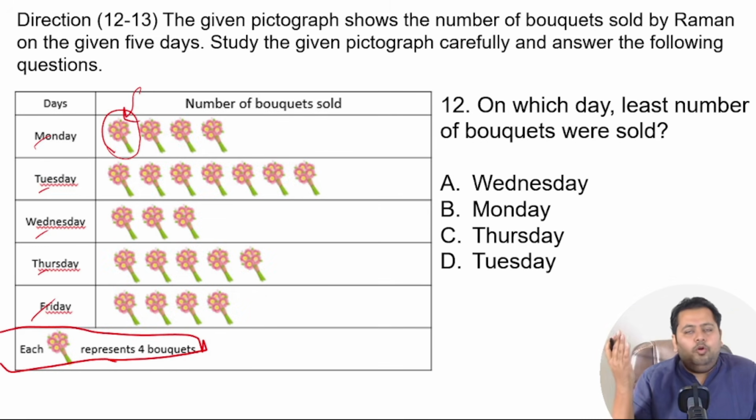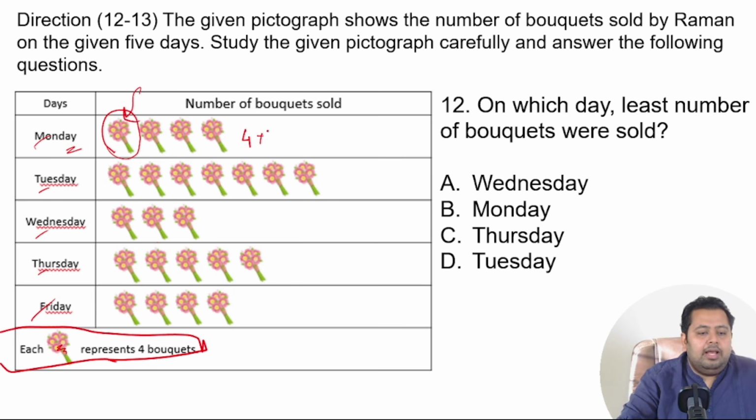Great. So I hope you would have taken a good amount of time to solve this kind of a question. As you can see, each image of a bouquet represents actually four bouquets. So on a Monday, Raman would have sold 4 plus 4 plus 4 plus 4, right? So it is 4 times 4. There are 4 bouquet images, so 4 times 4, if you just add this up, you will get 16, correct?